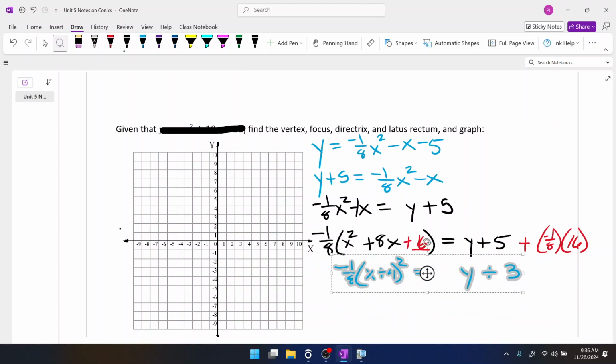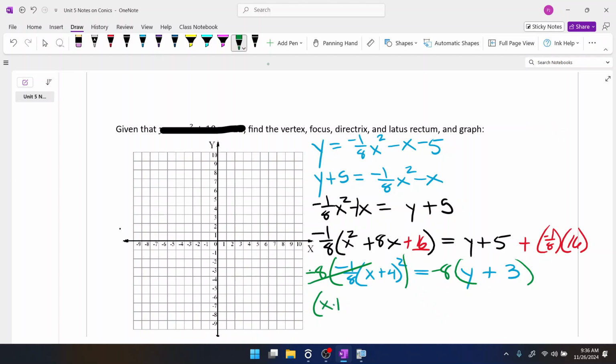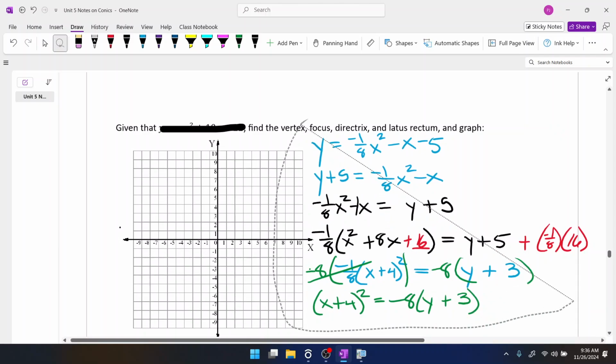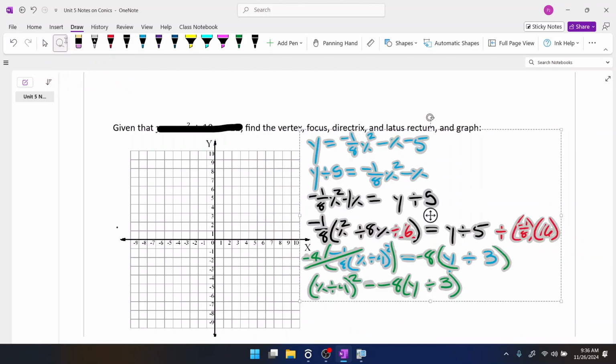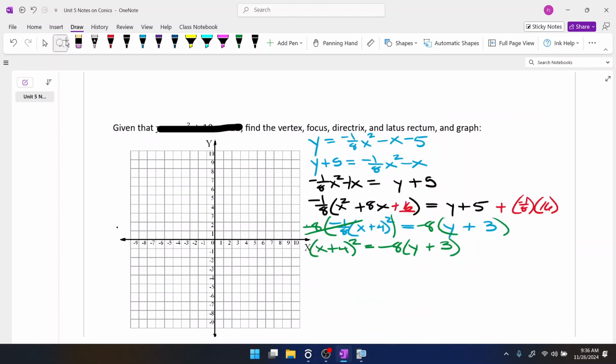So I'm going to kind of just move that over here. So I'm going to multiply both sides by negative 8. And what happens is those offset, and I have x plus 4 quantity squared equaling negative 8 times y plus 3. Now that you have this whole mess done, you can now figure out your p value, and all that other good stuff.